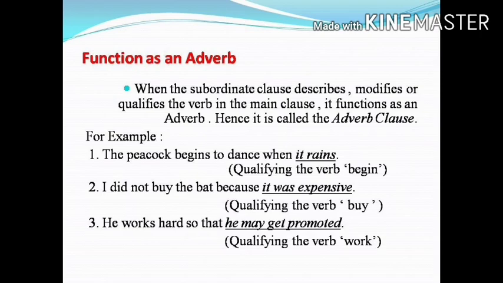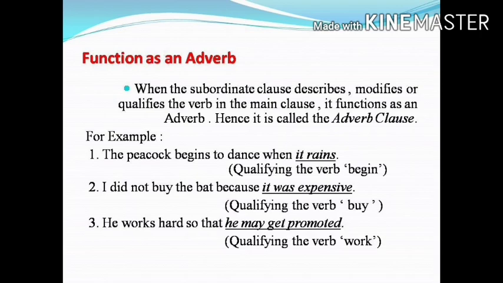In the first example here, the peacock begins to dance when it rains. It rains is the subordinate clause which is telling us about the time of the action. That is, the verb is qualified. Verb begins is qualified. In the second, it was expensive is qualifying the verb buy, did not buy. And in the third one, he may get promoted is the subordinate clause which is qualifying the verb walks in the third sentence.